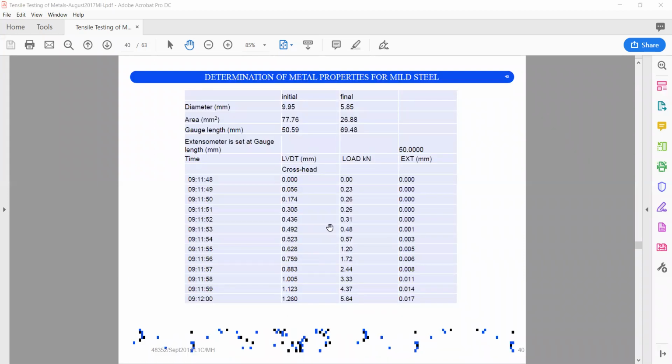This is a typical test data. For instance, when we do testing, we measure the initial and final diameter. We also measure the initial gauge length and final gauge length. The extensometer has 50 millimeter as the initial gauge length. Then when we do the test, we have a cross-head travel, which is simply the movement of the cross heads of the test machine in millimeter. We have load in kilonewton, and we have extension measurement from the extensometer in millimeter. So these three parameters, three sets of data, will be collected.